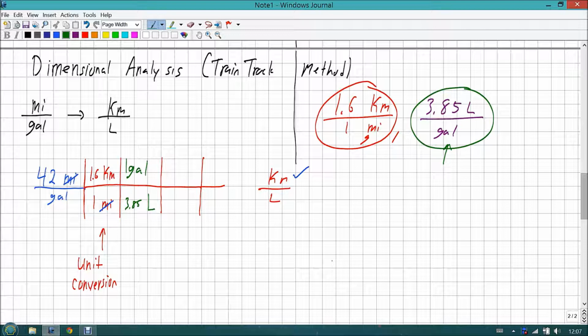Do I have liters on the bottom now? Well, let's find out. Gallons cancel with gallons. I am left with liters. I want liters on the bottom. Check. We're good to go. So it looks like I only needed to do 2 unit conversions, so I just erase the extras. And then I do the arithmetic.